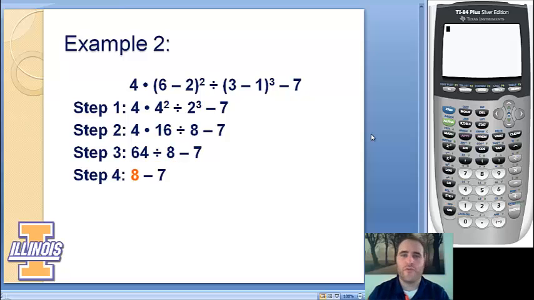So now, no more multiplication or division. We move on to addition or subtraction. Well, there is no addition left, so it has to be subtraction. So 8 minus 7, and 8 minus 7 is 1. So the simplified version of this expression is 1.